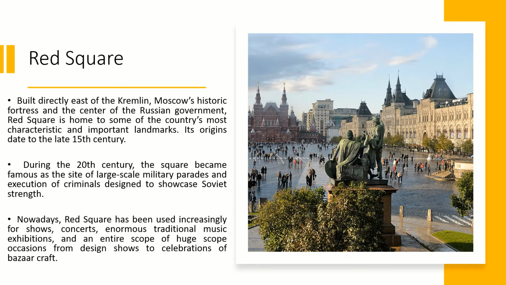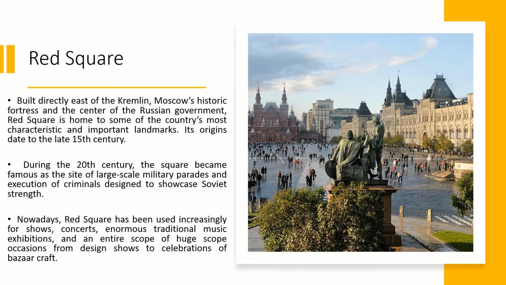Next in our square list is Red Square in Moscow. Built directly east of the Kremlin, Moscow's historic fortress and the center of Russian government, Red Square is the home to some of the country's most characteristic and important landmarks. Its origins date to the late 15th century.